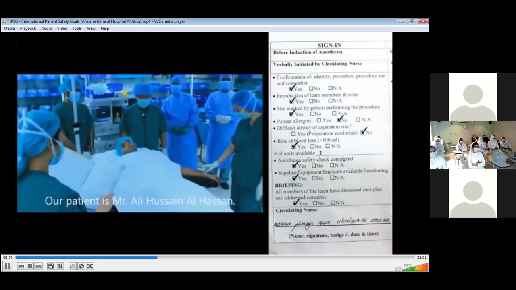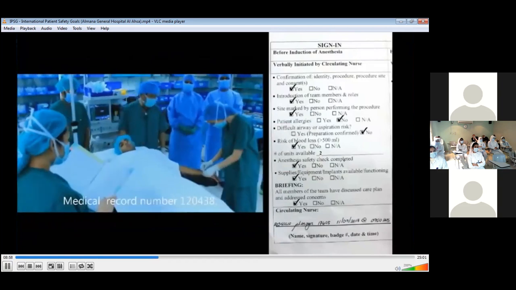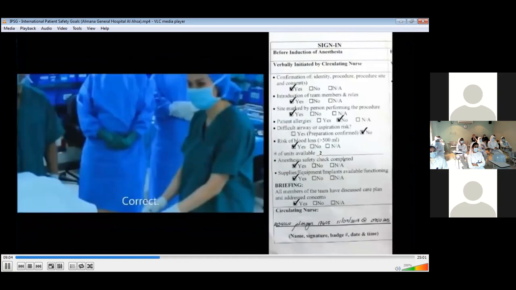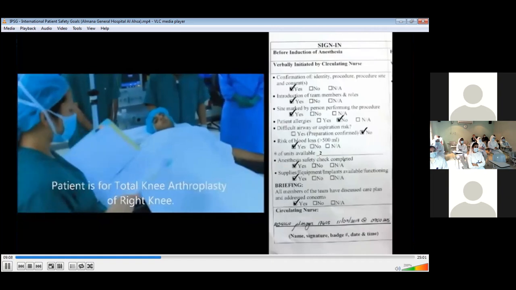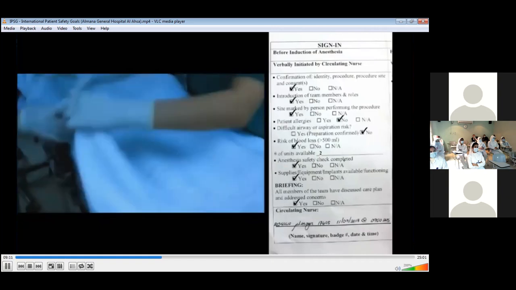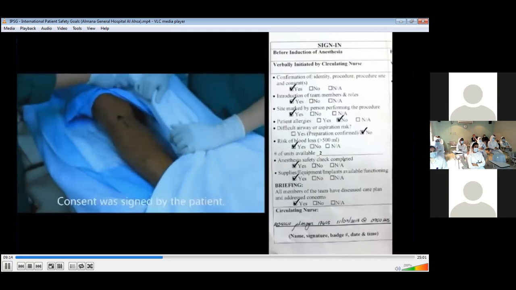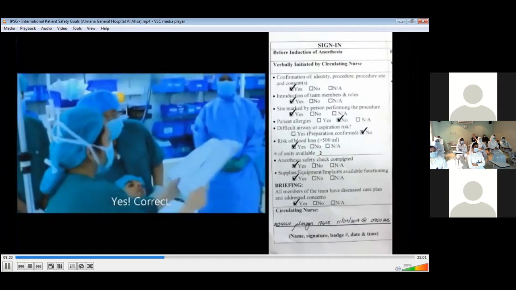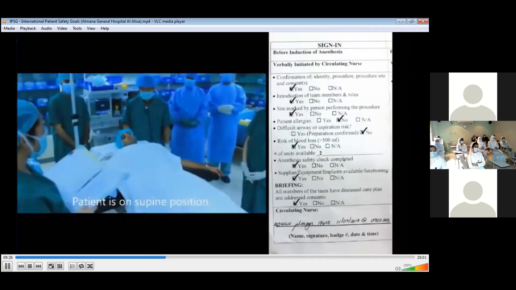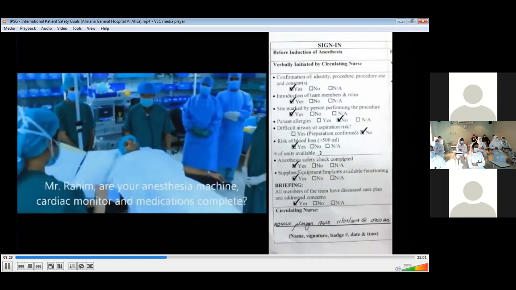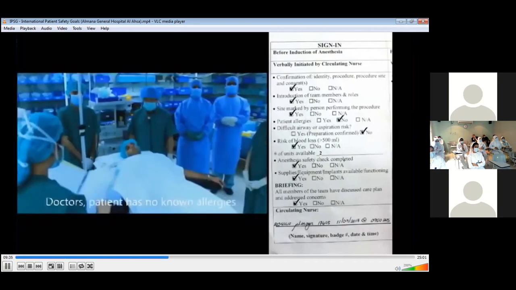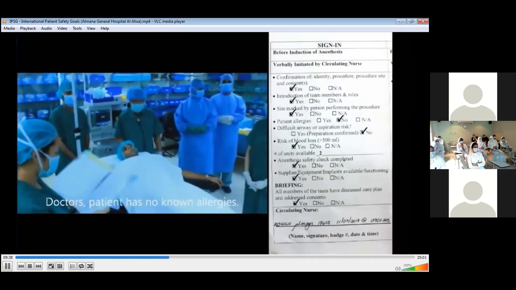Our patient is Mr. Ali Hussein Al-Hassan. Medical record number 120438, correct. This patient is for total knee arthroplasty on the right knee. My team is here. Consent signed by the patient? Yes, correct. And patient is in supine position. Mr. Lim, are your anesthesia machine and cardiac monitor and medications completed? Yes, completed. Doctors, the patient has no known allergies.